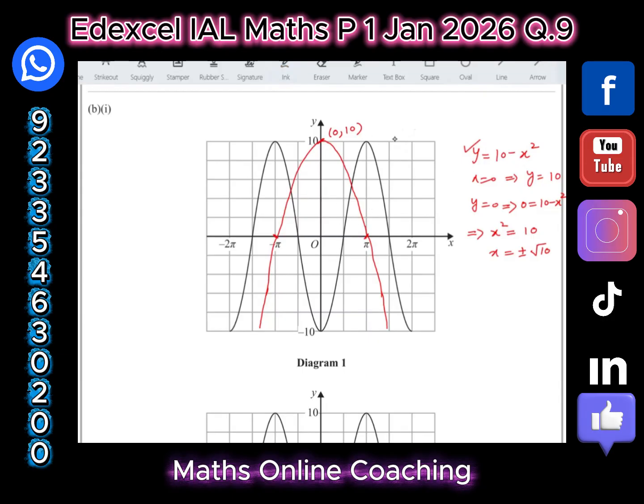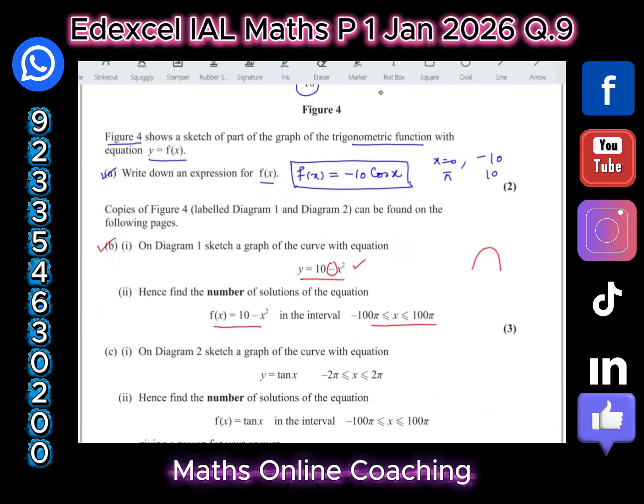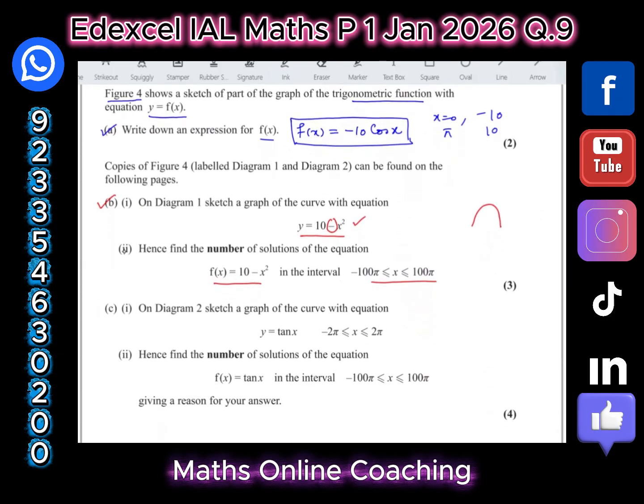Now part B is hence find the number of solutions of the equation f of x is equal to 10 minus x square within this interval. f of x is the given curve and 10 minus x square is the quadratic curve which we have drawn now. So to find the solutions of these two curves, we have to take the points which are common to them, the points of intersection of the two curves.